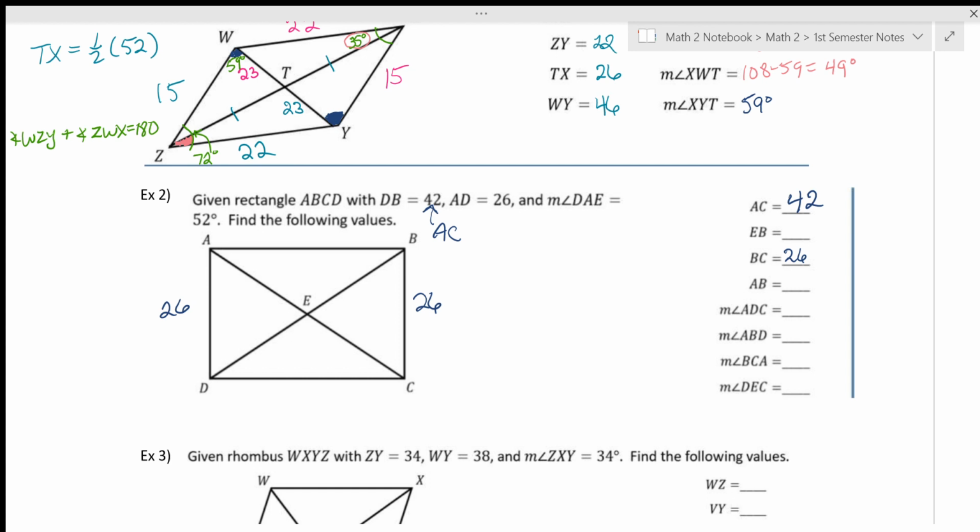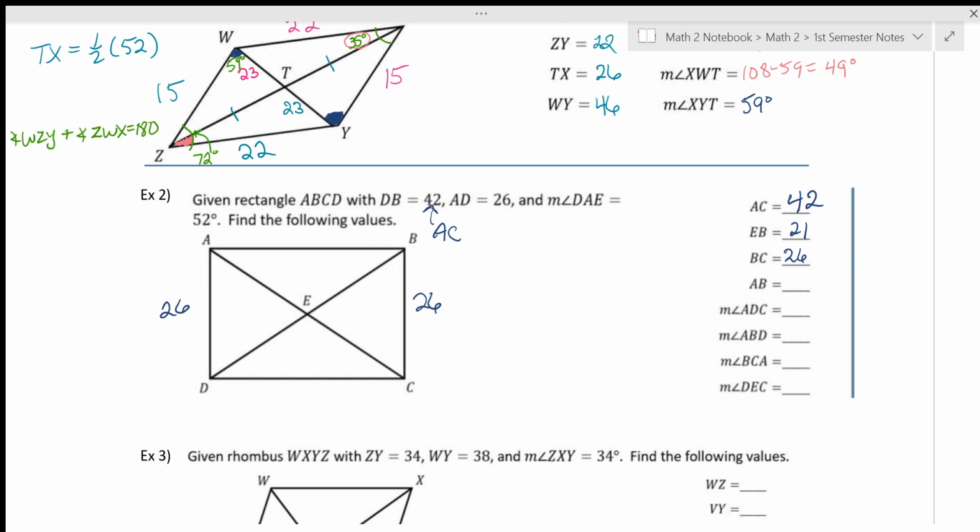I know that EB will be half of 42 because it is half of my diagonal, and my diagonals bisect each other. It's one of the properties of a parallelogram. And AB is actually a length. I don't think they gave us enough information for AB here.